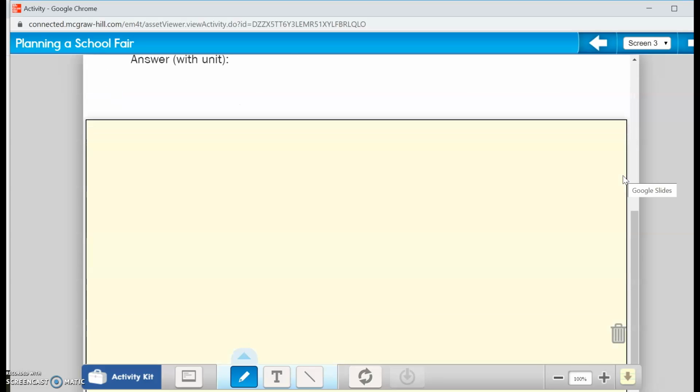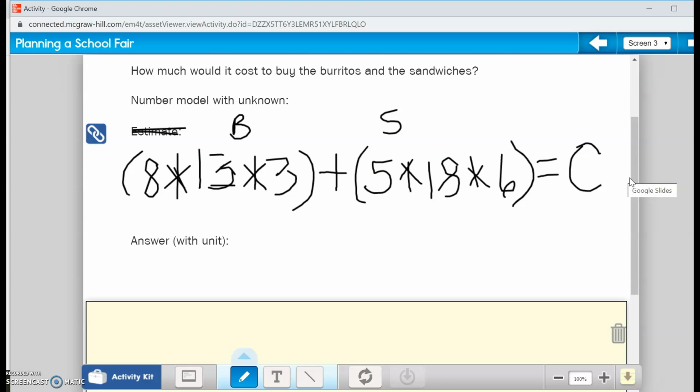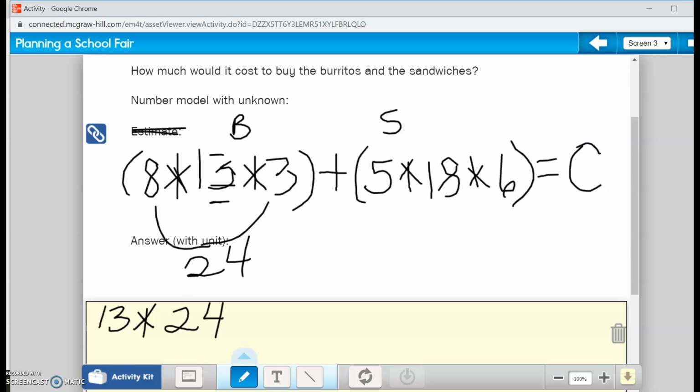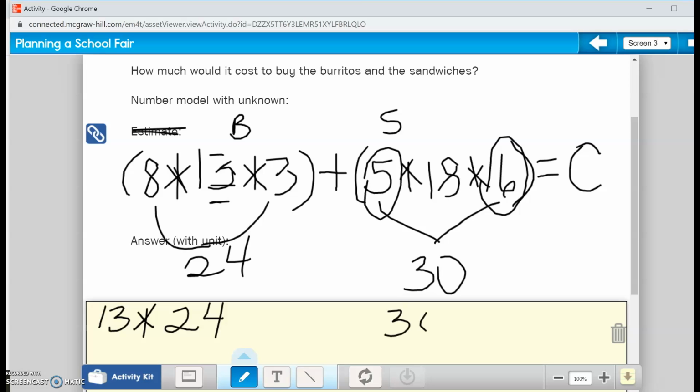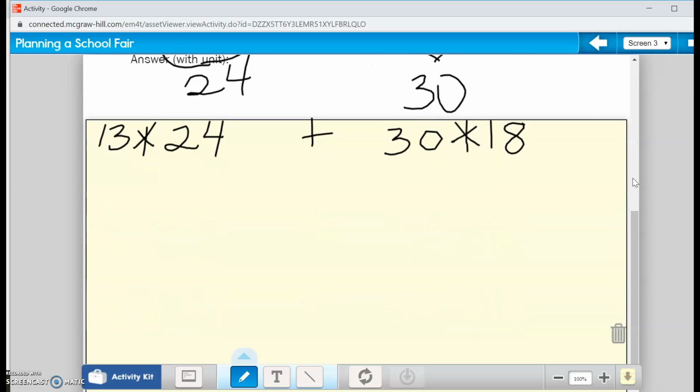Okay, so right here I am going to do working this out. So we are going to do 13 times, I'm going to multiply these two numbers together. 8 times 3 we should know is 24. So my first one, I'm going to do 13 times 4. Here, I'm going to multiply my two facts. 30 times 18. And I'm going to add those. Okay, so we're going to do that here.